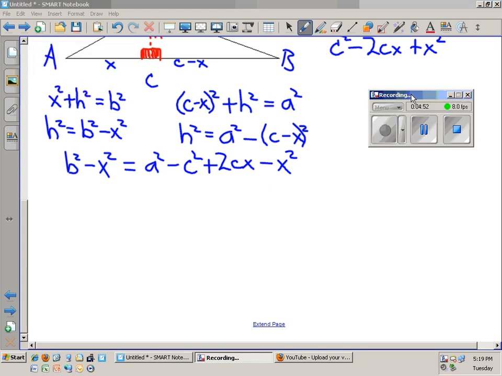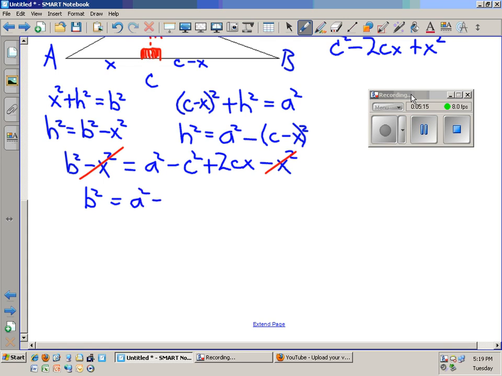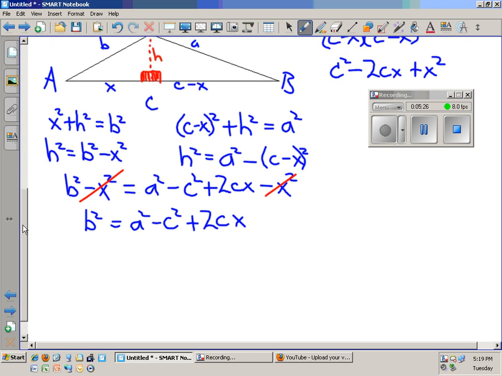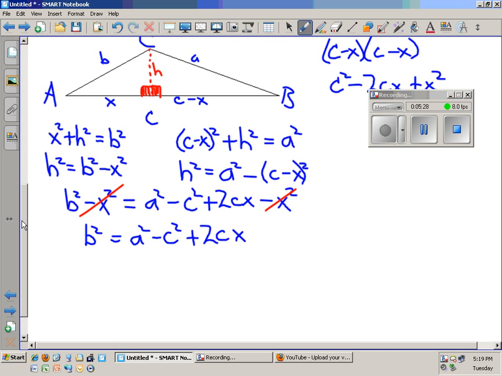And pretty nicely. If you notice, you can add an X squared to both sides. The X squareds go away, and you're left with an interesting formula here, which says b squared equals a squared minus c squared plus 2cx. Now, what that does for us is it states a relationship between all the sides using A, B, and C.